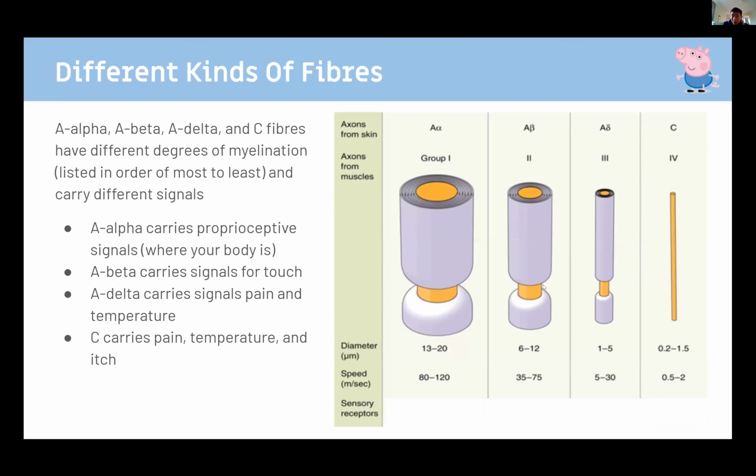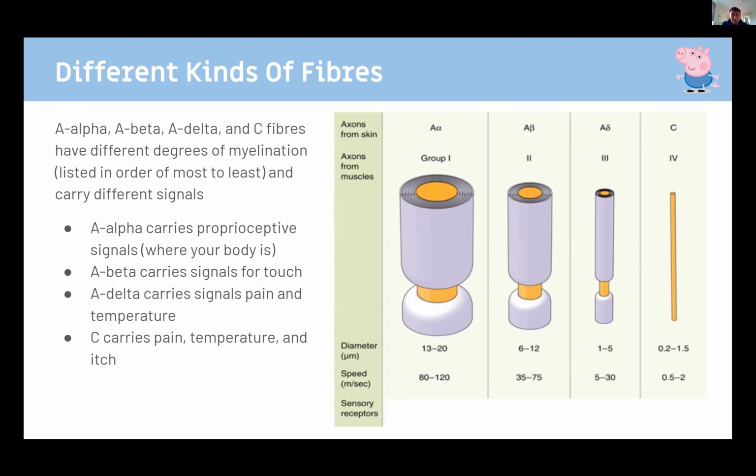And then you have different kinds of sensory fibers. As you remember, I just mentioned myelin. Different nerve fibers will have different amounts of myelination, and the myelination just depends on what type of neuron it is. So you have your A alpha, your A beta, and your A delta and C fibers. I've listed them in order of most to least myelination. Depending on how much myelination they have, they'll carry different signals.